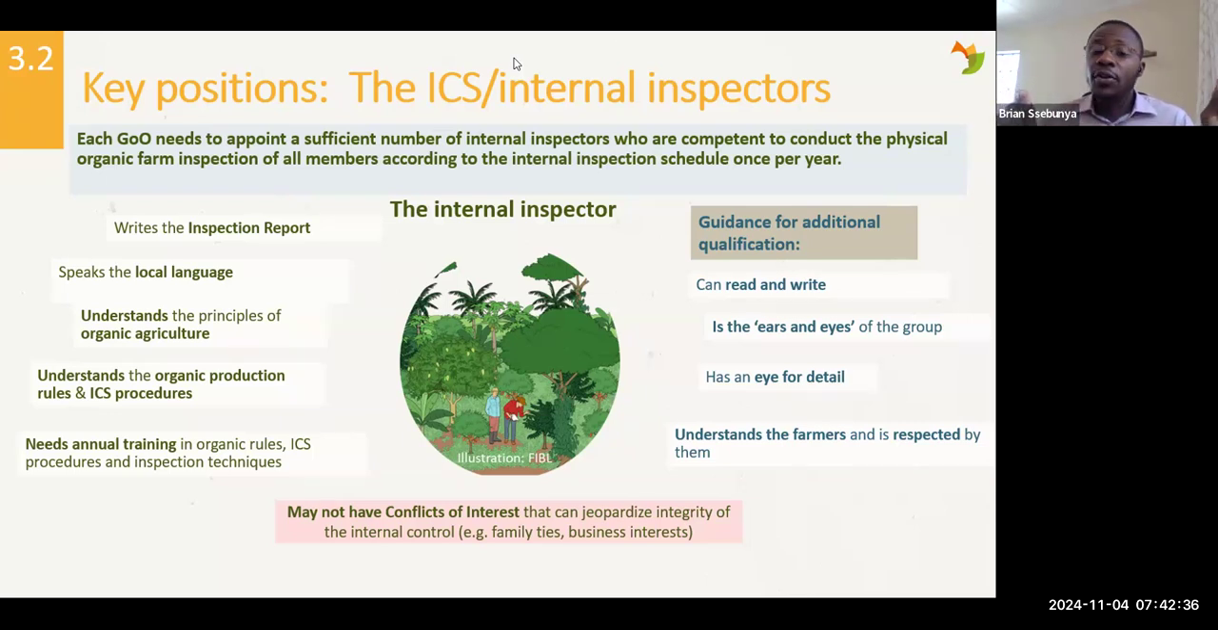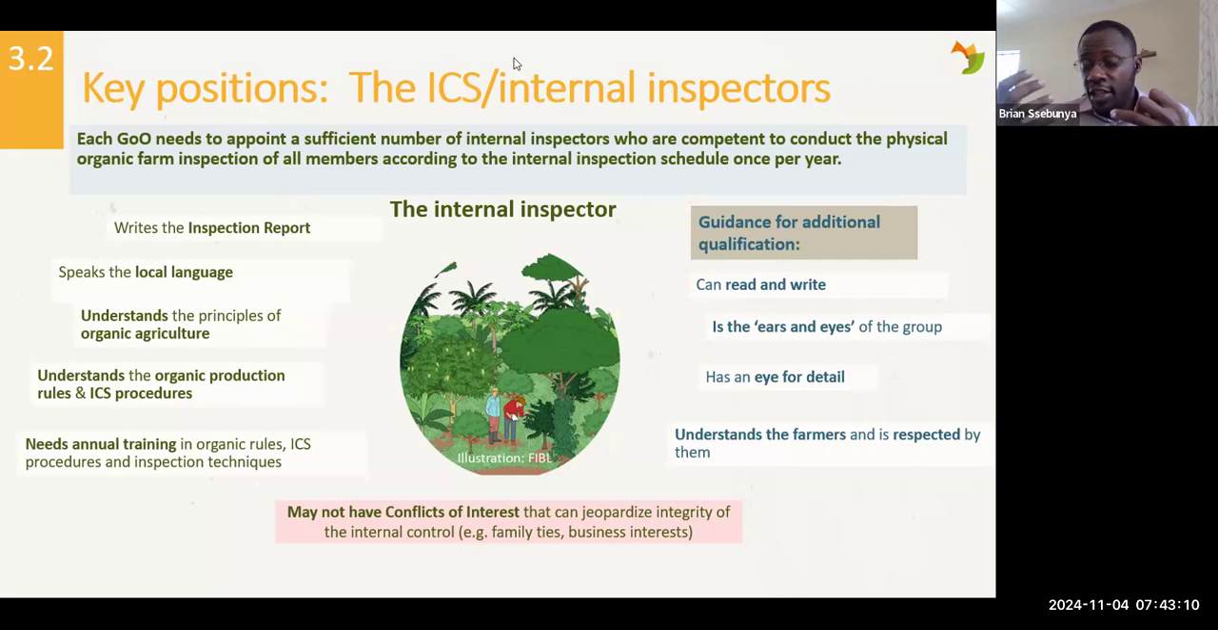In some cases, depending on which product you handle and the risks associated with that product, the CB might require you to do internal inspection more than once. But the standard or the regulation says it should be done at least once. That's the bare minimum. So let's look at the competencies, because they say they have to be competent. What does that mean? Maybe on the right-hand side is where we're talking about competencies or qualifications, where we say they should be able to read and write.